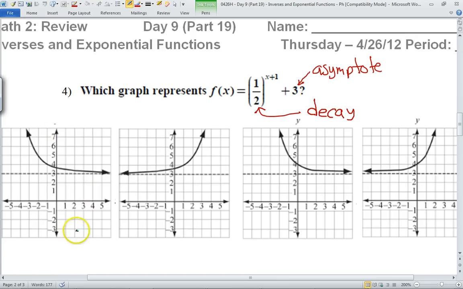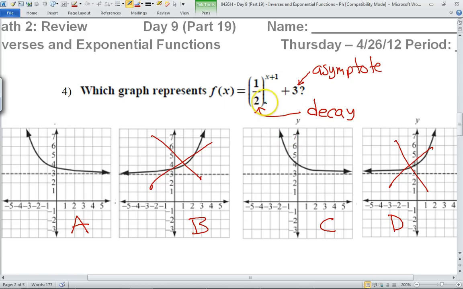Let's call this graph A, let's call this B, let's call this C, and let's call this one D. Which of these four functions are decay functions? Just A and C. Reading from left to right, A goes downhill approaching the asymptote, and C goes downhill approaching the asymptote. B and D are both growth functions, so we can throw those out. So it's just between A and C.